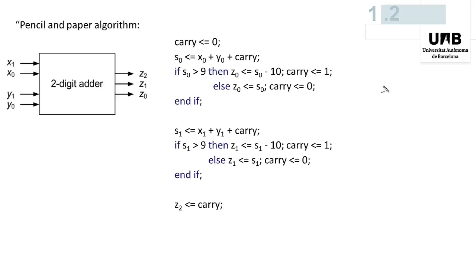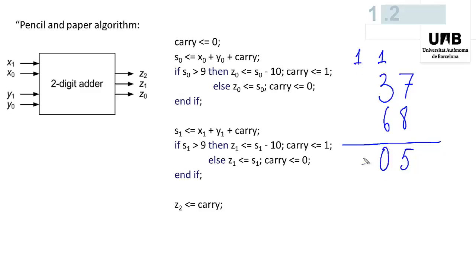Consider an example. We add 37 and 68. Then we say 7 plus 8 equal 15. I write here 5 and carry 1 to the next step. After I compute 1 plus 3 plus 6 is equal to 10. I write here 0 and the carry equal to 1. And finally, I get the result 105.